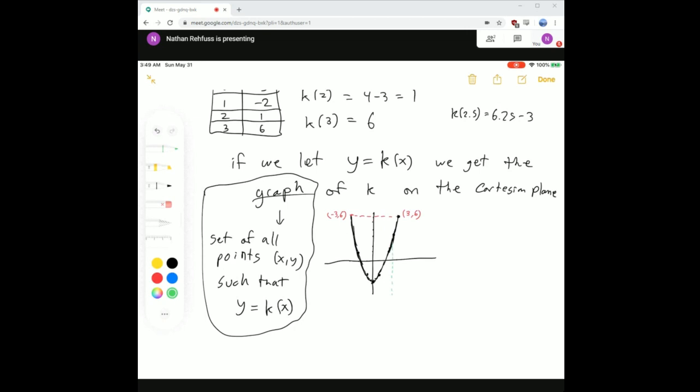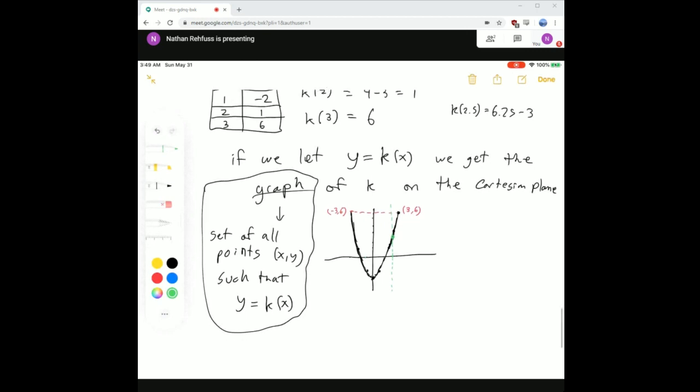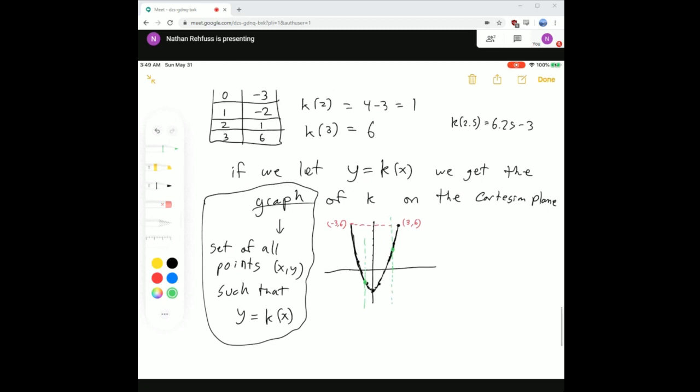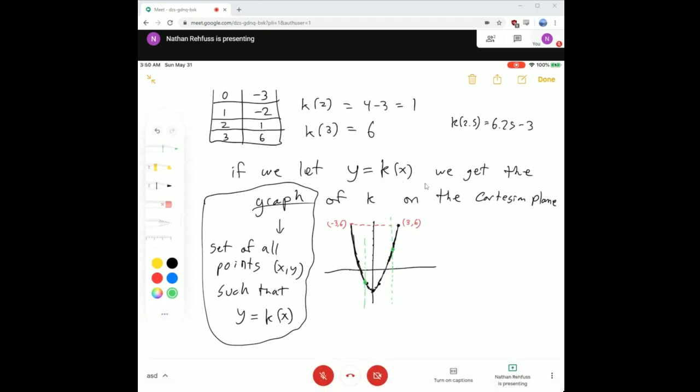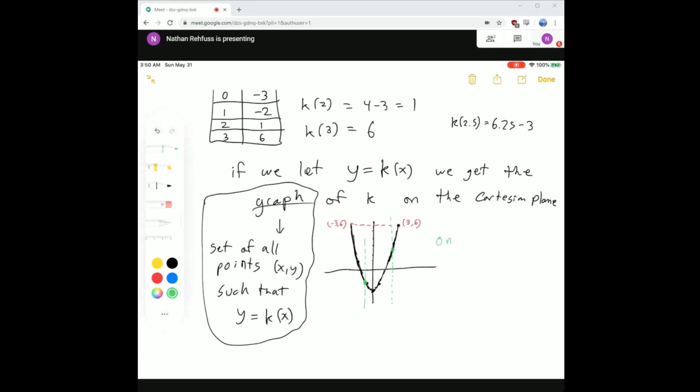So like this x value here, I only see it touch the graph once. There's only one y value. Or this x value here, I only see it touch the graph once. There's only one y value for that x value. The reason that happens is whatever x value I pick, the y value for it is k of x. And k of x is an output defined by a rule. You can only get one output for each input.